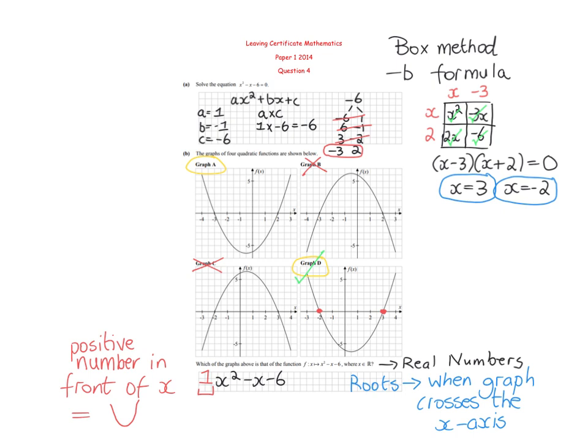So which of the graphs above is the function? The answer you just need to write is graph D. So that's A and B completed.